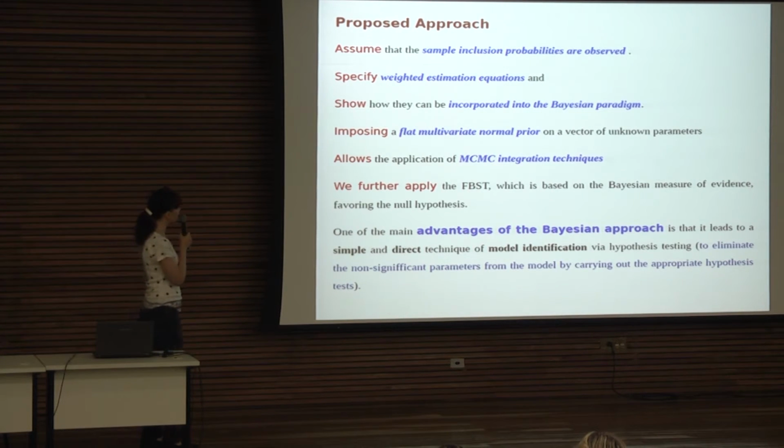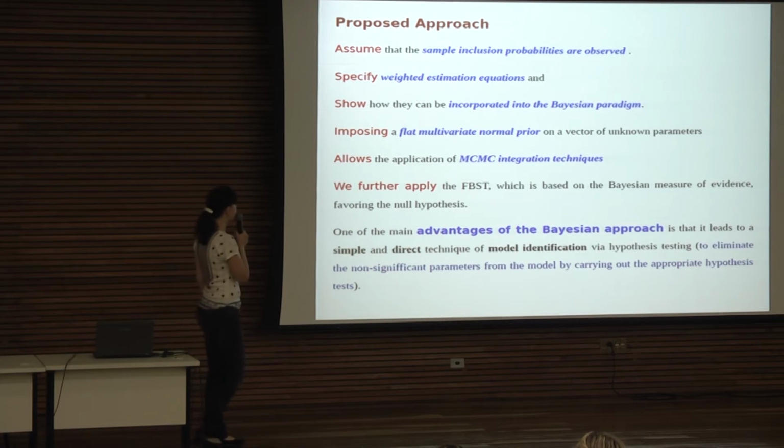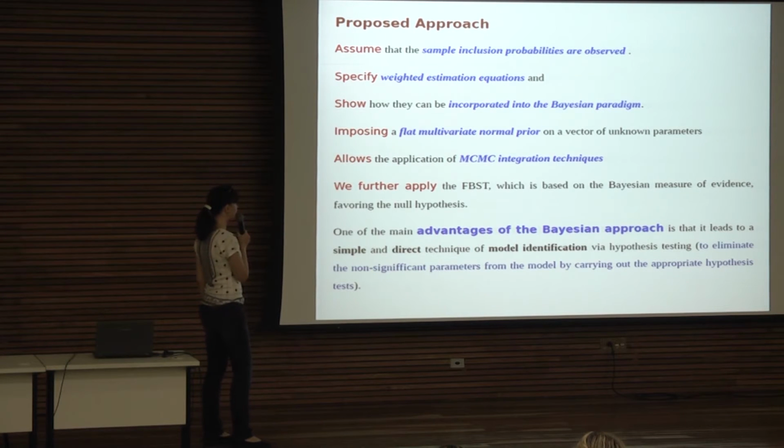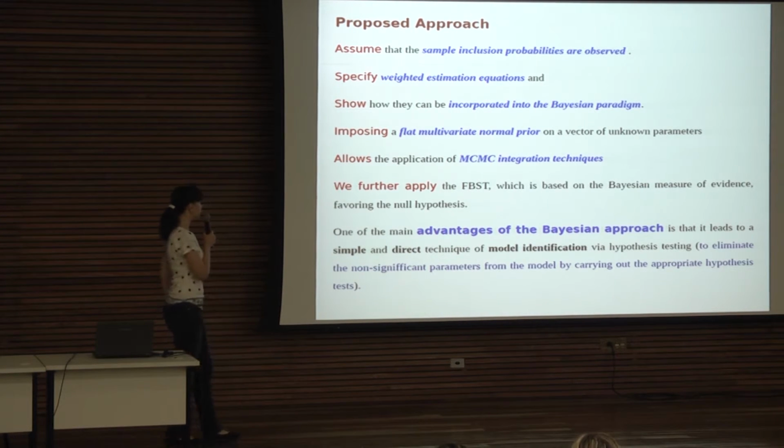So we assume that the sample inclusion probabilities are observed. We specify weighted estimation equations and show how they can be incorporated into the Bayesian paradigm. Then we impose a flat multivariate normal prior on a vector of unknown parameters. Our method allows the application of MCMC integration techniques.